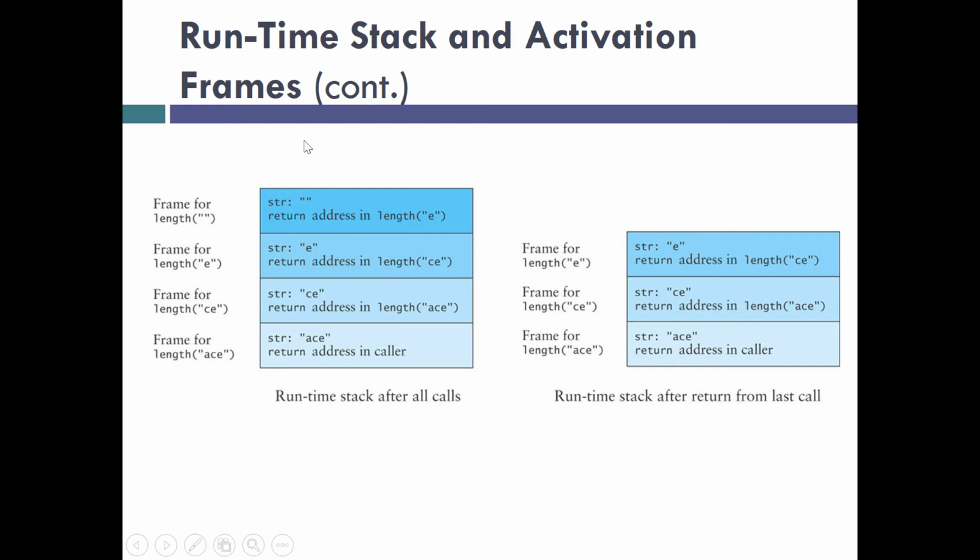When we did length of ACE, that did 1 plus length of CE, which was this frame, and then that would call length of E, which would call length of empty string, right? And then it would solve the length of empty string and pop the result, and then pop that and return the result to this frame, right? If that's a bit much, don't worry. We're getting into system level programming stuff here, which is not the point of it. But the point is that basically recursion uses a stack.